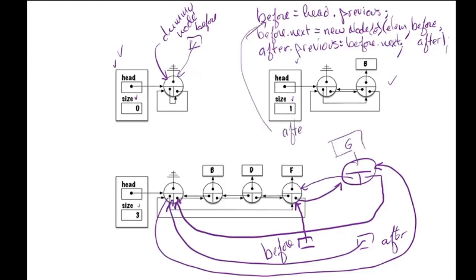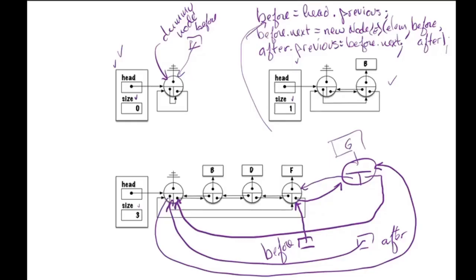after equals before.next. All right, so now after, in the case where it's empty, after is pointing at before.next, so therefore after is the dummy node. That makes a lot of sense. The list was empty. There's only one node. Before and after are pointing at it.